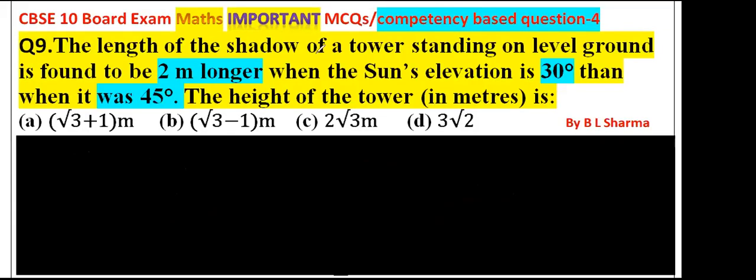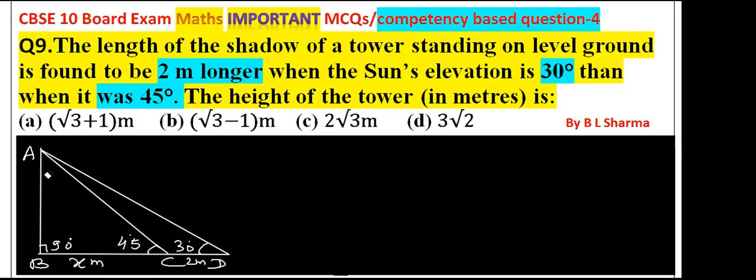The length of the shadow of a tower standing on level ground is found to be 2 meters longer when the sun's elevation is 30 degree than when it was 45 degree. The height of the tower in meters is. देखिए इसके लिए हमें एक फिगर बनाना पड़ेगा और ये रहा आपके सामने फिगर। देखिए अब जब 45 डिग्री है एंगल और सन्स अल्टीट्यूड ये 30 डिग्री है, तो ये जो डिस्टेंस है वो 2 मीटर ज्यादा, it is given 2 meter longer.